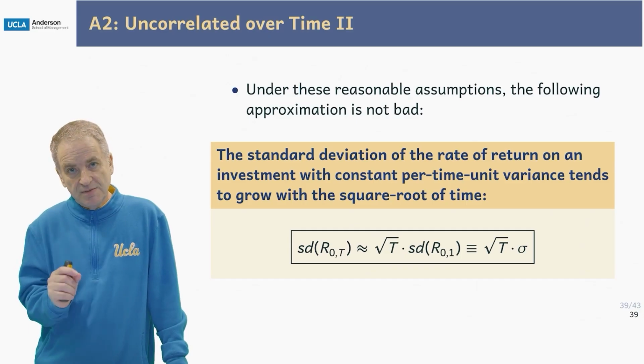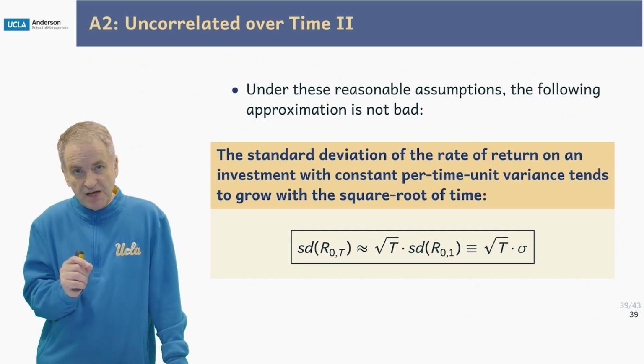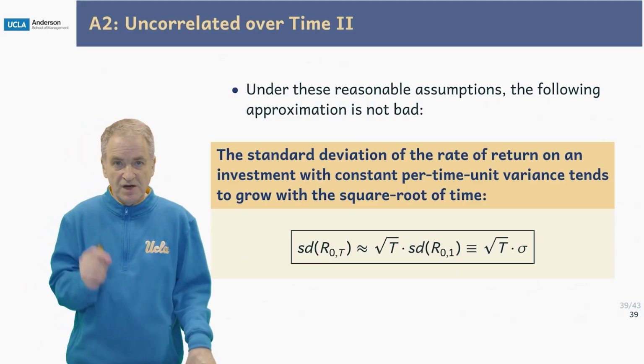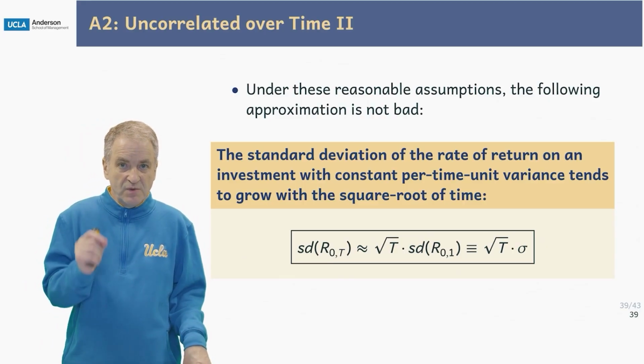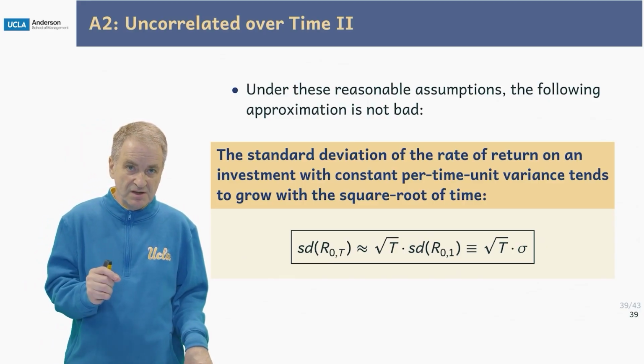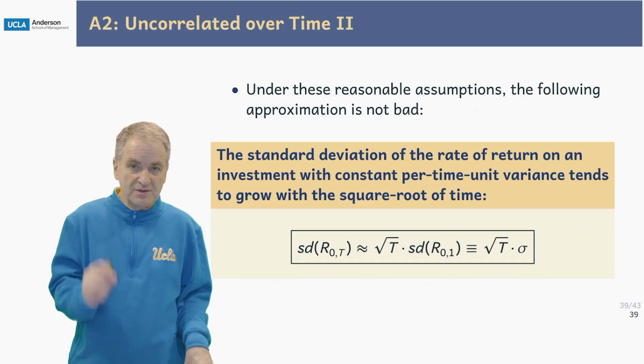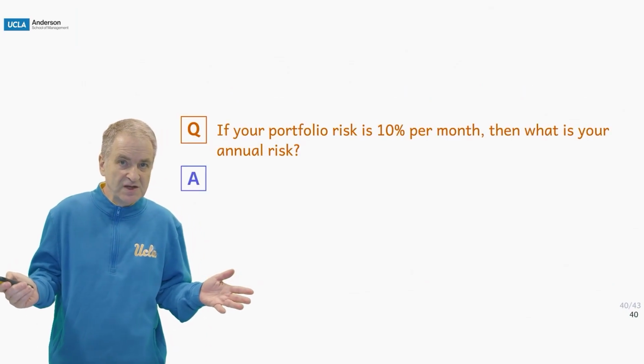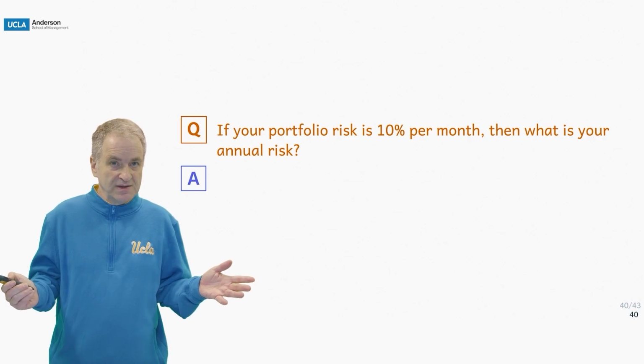Under reasonable assumptions, the following approximation is pretty darn good. The standard deviation of the rate of return on an investment with constant per time unit variance tends to grow with the square root of time. And in order to make something interesting out of that, we want to use this.